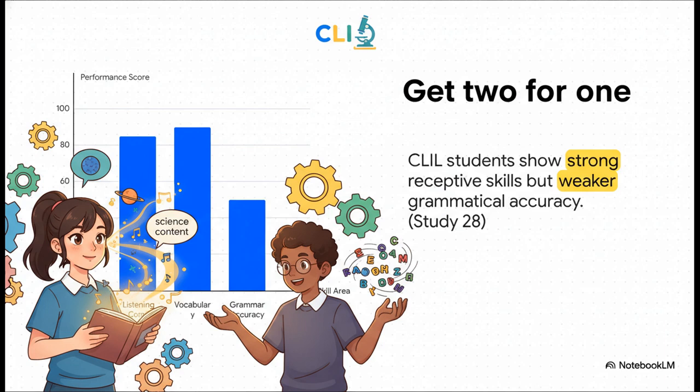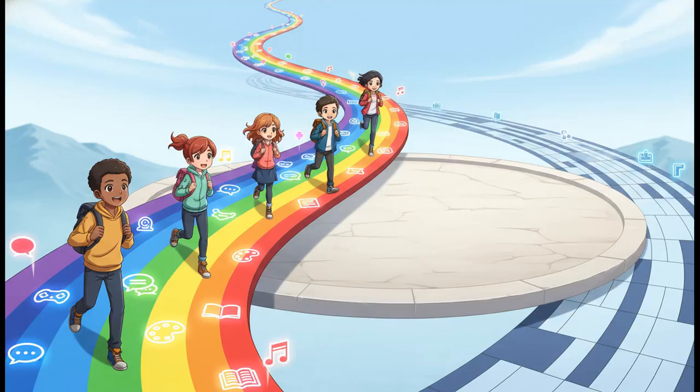But, and this is important, take a look at that grammar bar. Because everyone's so focused on the content of the science lesson, sometimes grammar accuracy can take a bit of a backseat. So, let's be super clear. Meaning-focused activities are absolutely essential.